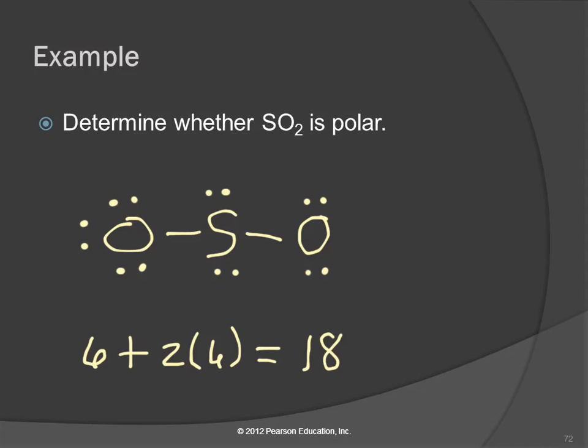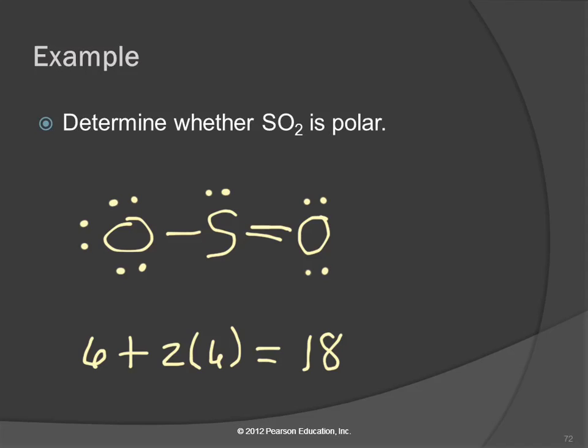We ran out of electrons, not making everybody happy. So then we have to share a little bit more. So I'll erase 2 electrons and share them instead. Very messy here. 2, 4, 6, 8, for each atom. Everybody's got an octet. Now we can determine whether this is polar or not.